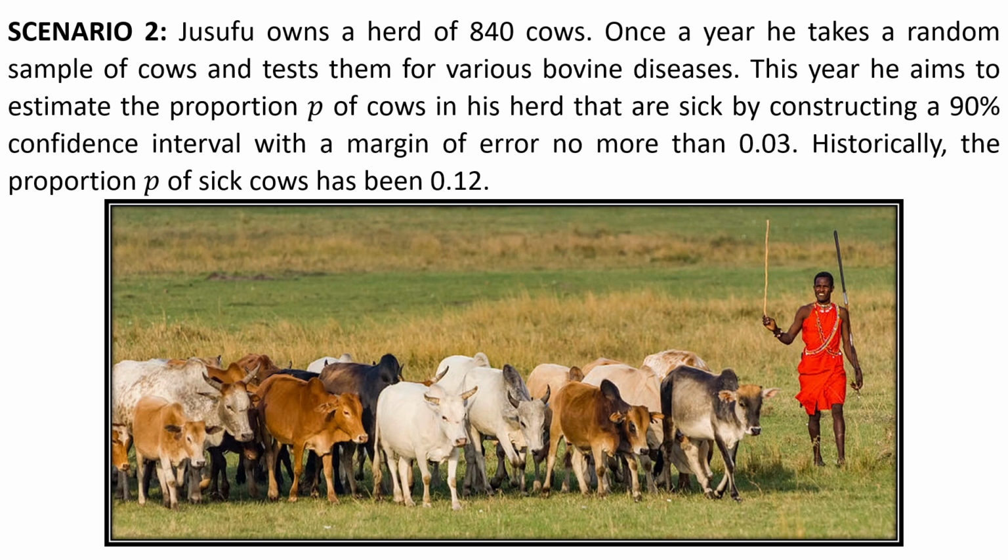Next scenario, here we're imagining that Jusufu owns a herd of 840 cows. Once a year, he takes a random sample of cows and tests them for various bovine diseases. This year, he aims to estimate the proportion P of cows in his herd that are sick by constructing a 90% confidence interval with a margin of error no more than 3%.